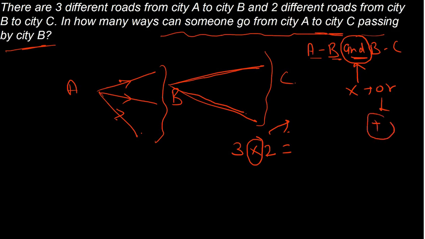But in this condition, what does "and" represent actually? It simply represents that the work is dependent. Unless you reach from B to C, the job is not going to be complete. So A to B and B to C, "and" means multiplication. That's why this is 3 into 2, and the answer is going to be 6. So six ways you can travel from A to C.